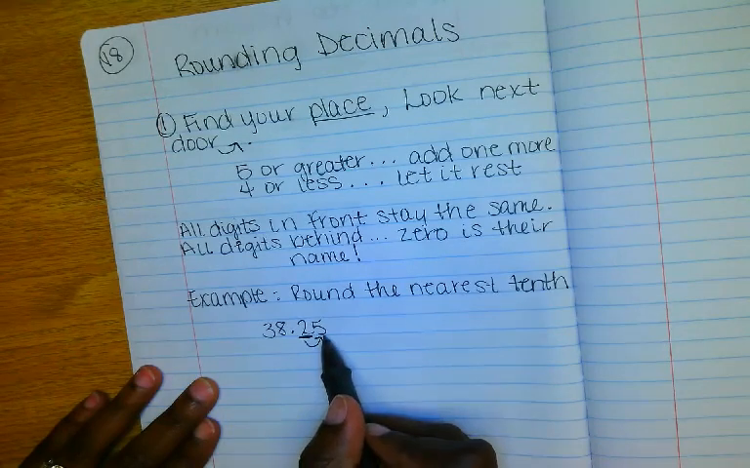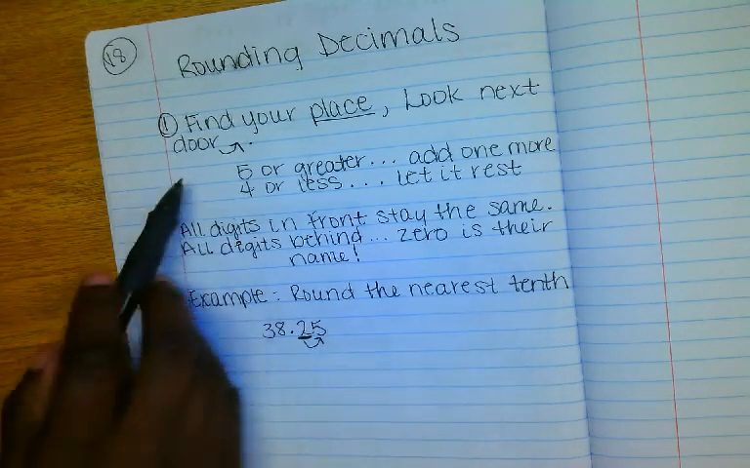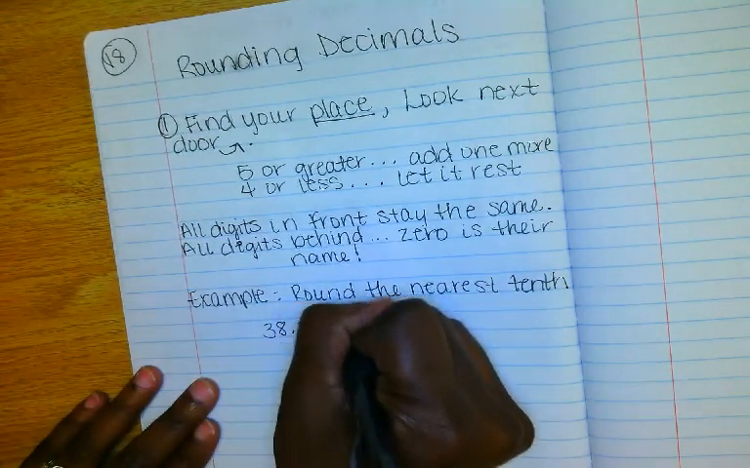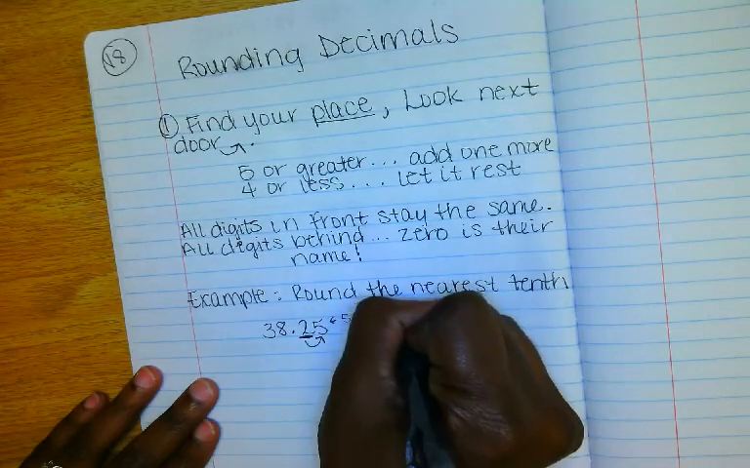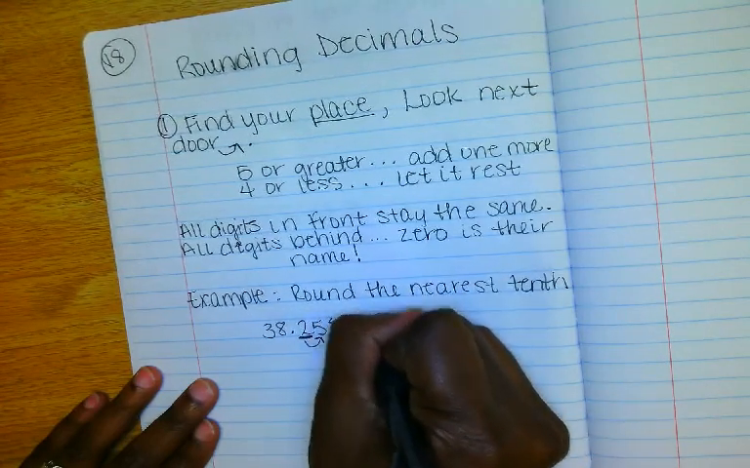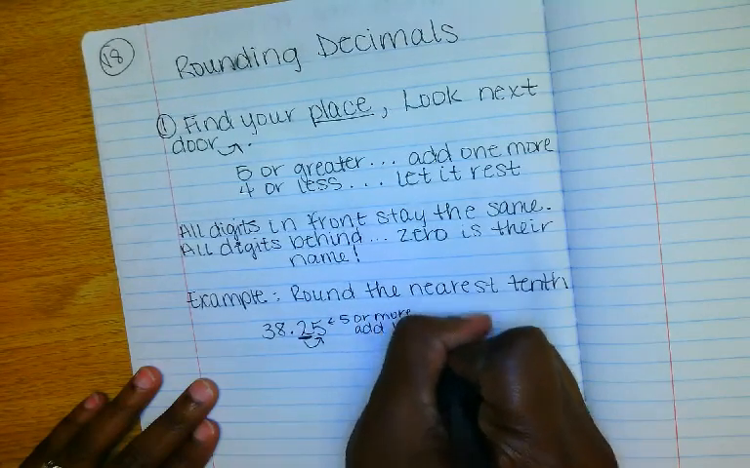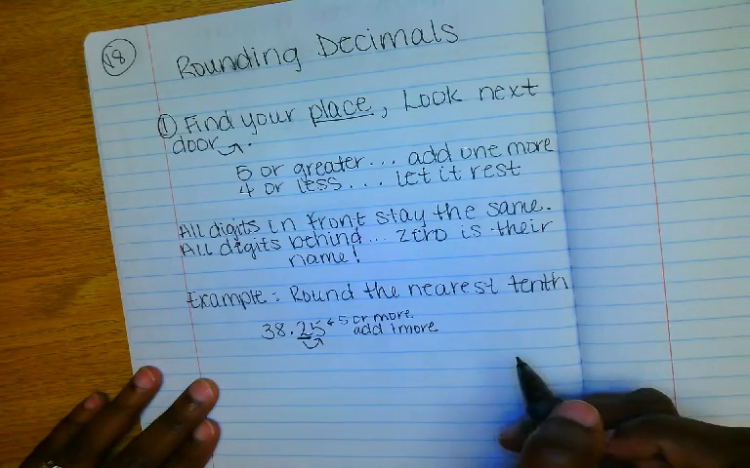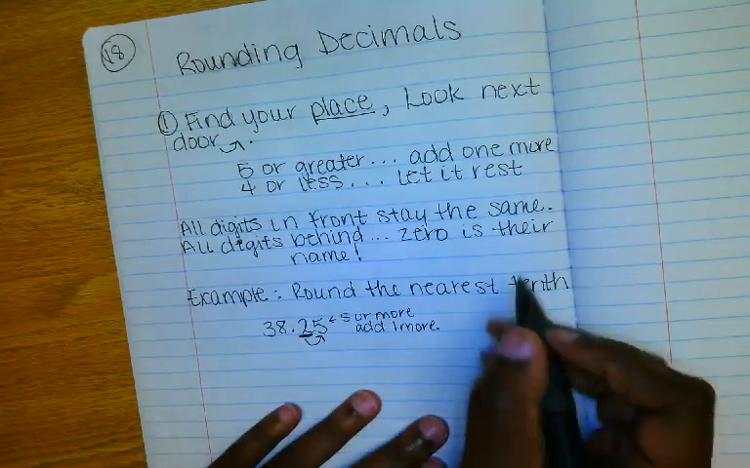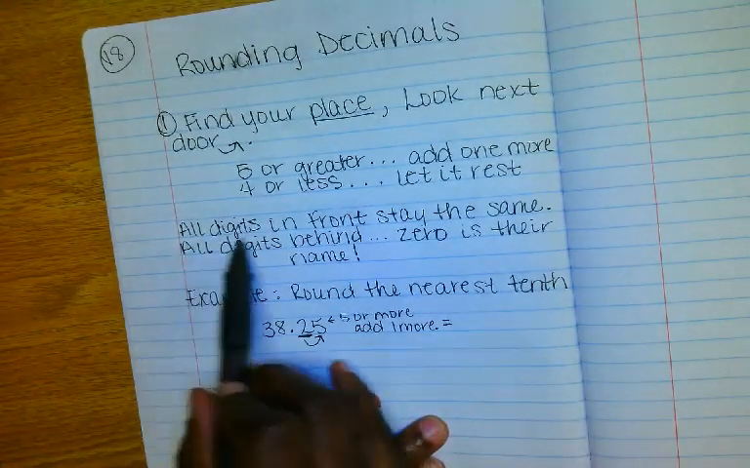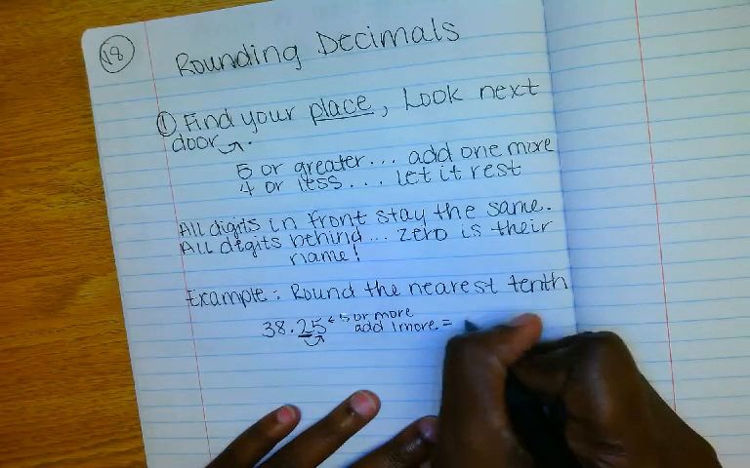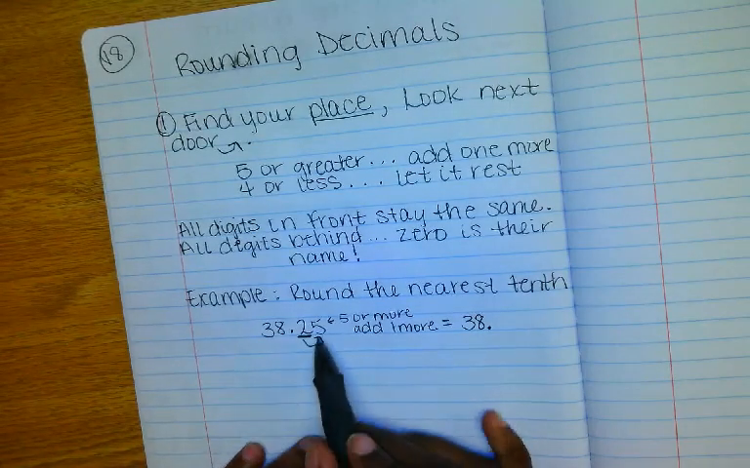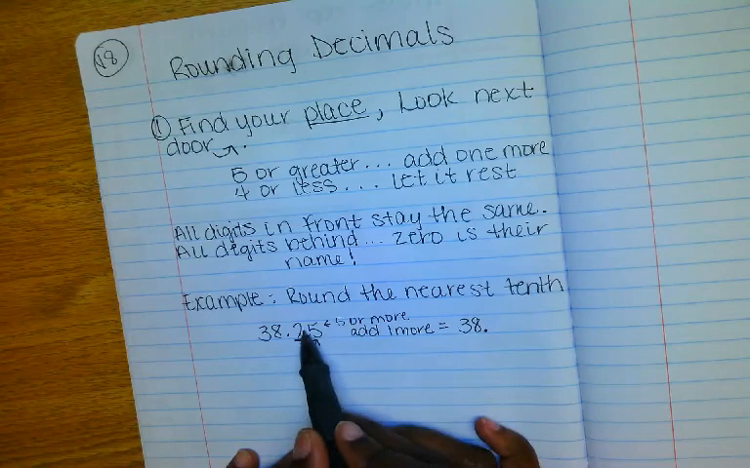So this 5 is going to tell me what to do. I need to decide if my 5 is on my 5 or greater or my 4 or less. My 5 is on my 5 or more. So I'm going to add one more. And we said all the digits in front stay the same. So I'm going to write my 3, my 8, and my decimal. And 5 or more, we decided we're going to add one more. So I'm going to add one more to my 2.